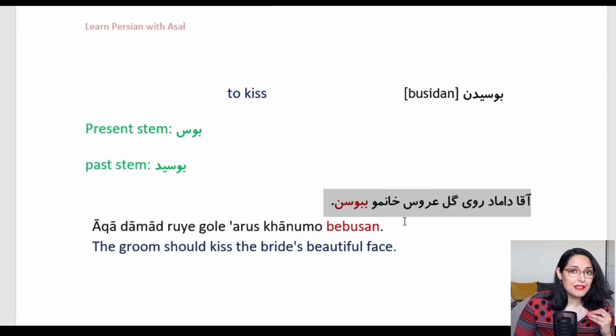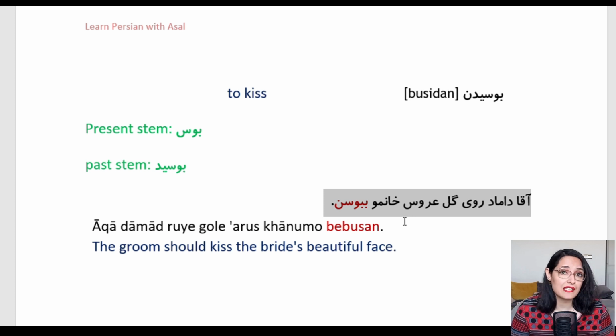Literally, روی گل means on the flower, but actually it means the bride's beautiful face. رو means face, and روی گل means a beautiful face, like flowers. Flowers are beautiful. So this was very tricky, and when you get married to a Persian woman, at your wedding, be aware of this sentence and don't kiss the bouquet or the bride's flower. You should kiss her face.